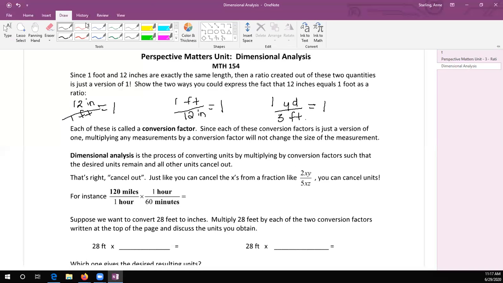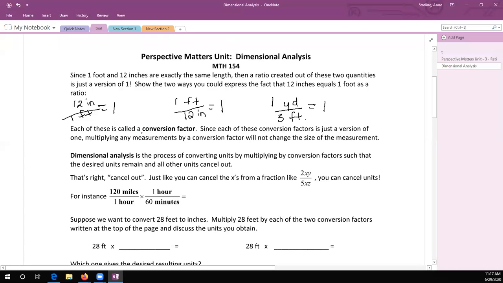Now, what I just went through is called a conversion factor. And that's where these equal 1, so they're the same version of the same measurement, just different units, and they do not change the size of the measurement. They're just a version of 1. Okay. So in order to use this dimensional analysis, it's converting the units by multiplying these conversion factors so that the units you want cancel out.